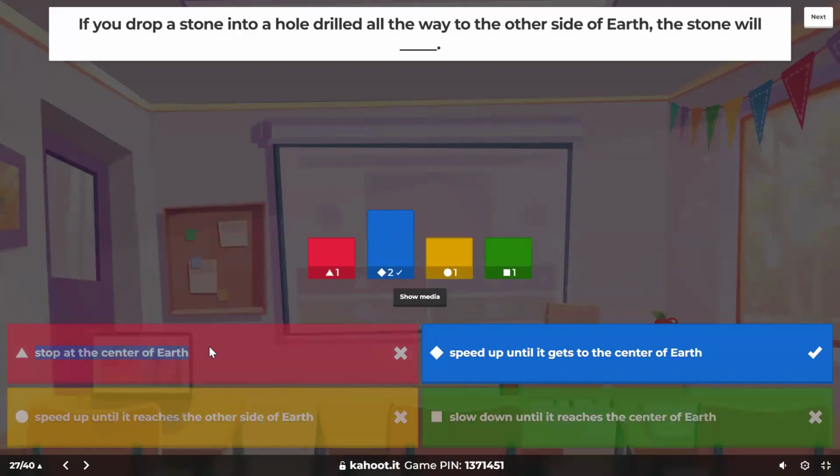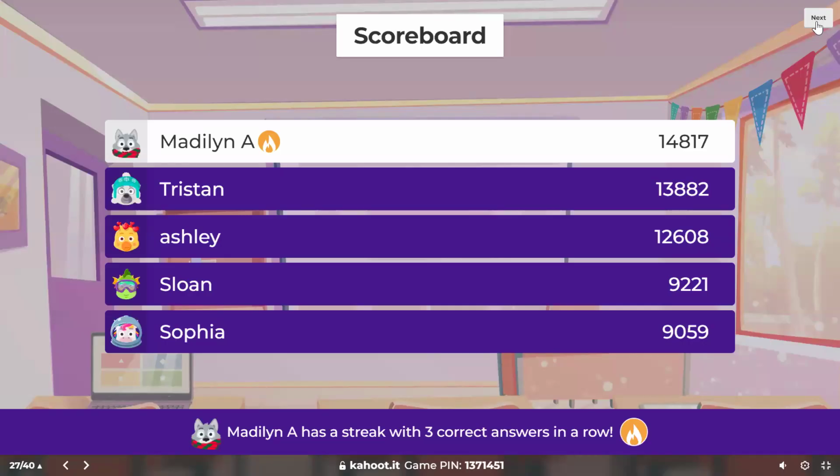All right, so it's not going to stop at the center. It's going to zoom through the center really fast, at least on the first pass, right? Speed up until it's at the center. So that one's true. It's the only true one. It'll get to the other side, but it only speeds up towards the center, and then it slows down as it gets towards the surface, so it doesn't speed up. Okay, so you guys go with the blue one.